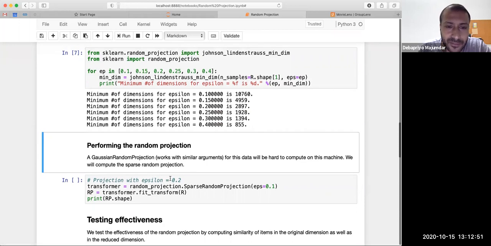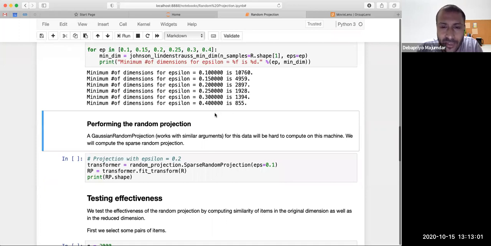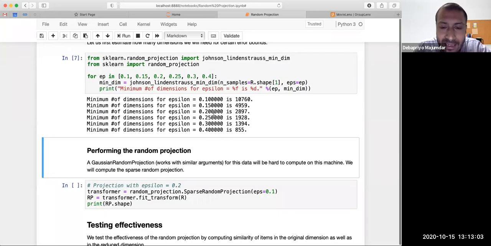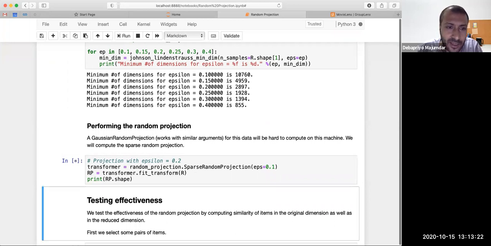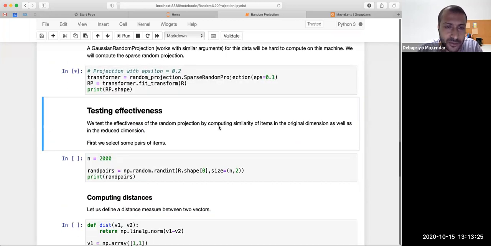But if we use the sparse random projection, which is given by the Achlioptas paper, then we can actually do it. So let's do that. Obviously, you can use smaller data. There is ML latest or ML small from the MovieLens data. If you download that, you can play with your Gaussian random projection also. So transformer equal to random projection, sparse random projection, epsilon equal to 0.1, and let's do fit transform. Okay, so fit transform, and then let's see what happens. It's actually working.